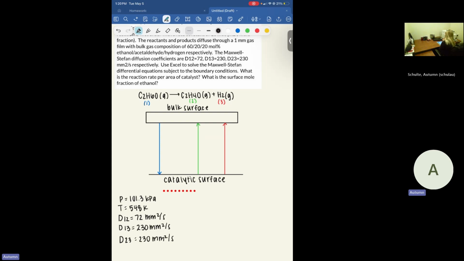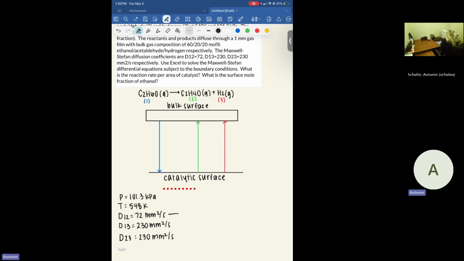And I'm going to turn these into our SI units just to make this a little bit easier when we go into Excel and we actually begin to solve things. So this is going to be 72 times 10 to the negative 6 meters squared per second. Likewise, this is going to be 230 times 10 to the negative 6 meters squared per second, and then 230 times 10 to the negative 6 meters squared per second again.